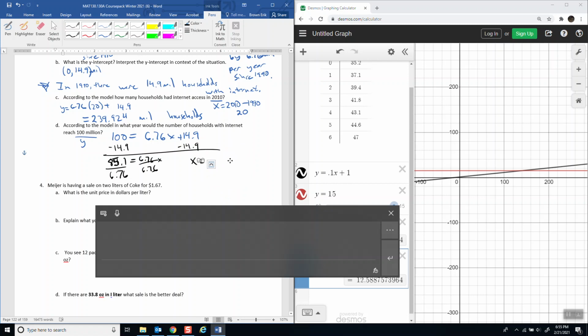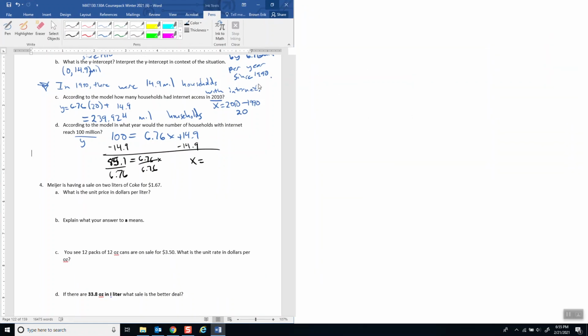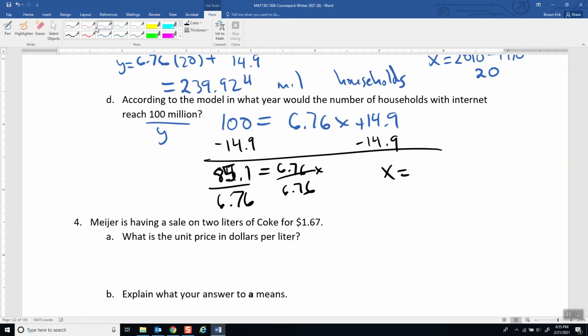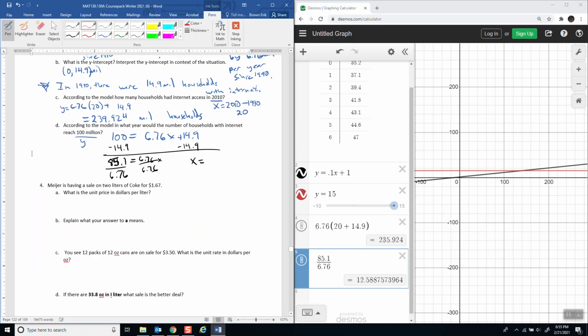This is approximately 12.5, let's say 12.6 years. So this is 12.6 years after 1990.